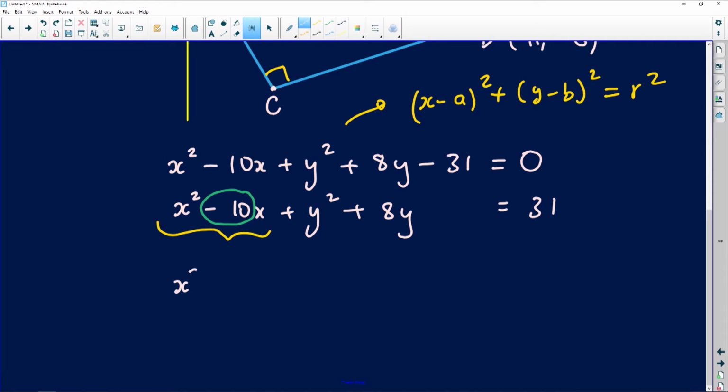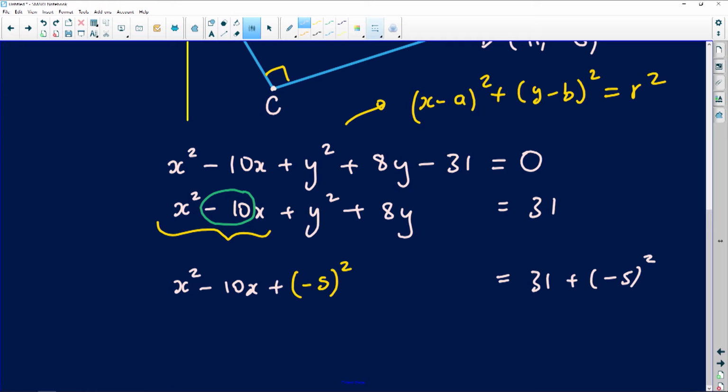What do I mean? I've got x squared, I've got minus 10x. So what am I adding? I'm adding half of minus 10, which is negative 5. You add it and you put a square on it. But we are doing math, and the law of conservation of math says what you do on the left, you also need to do on the right-hand side. So I'm also going to add minus 5 on this side with a square.